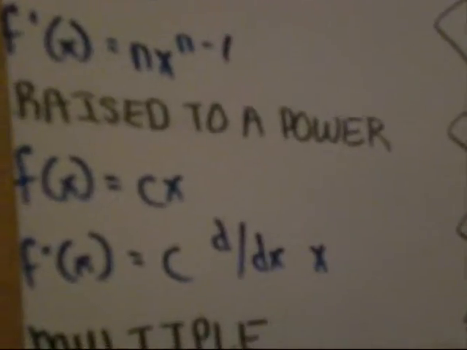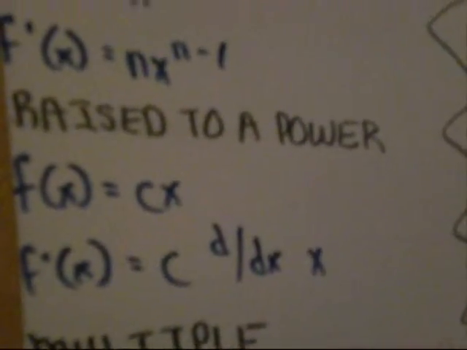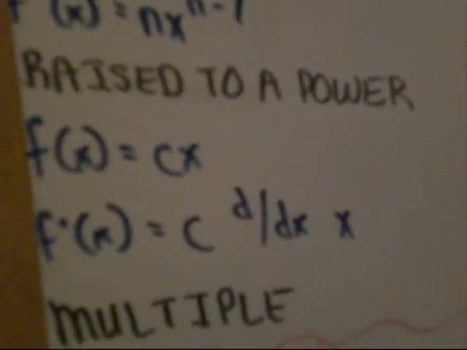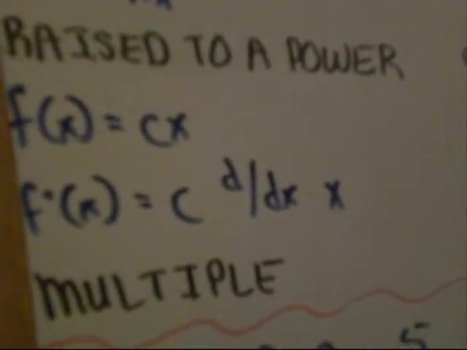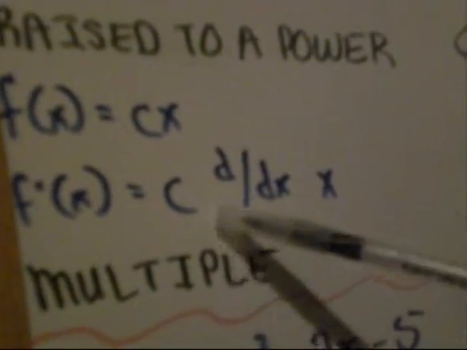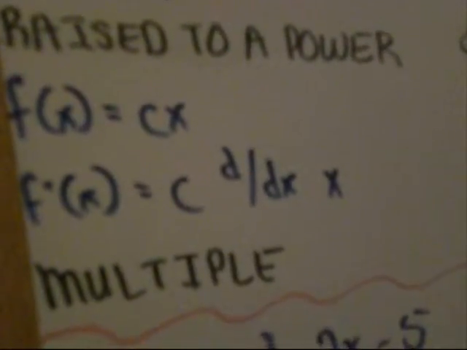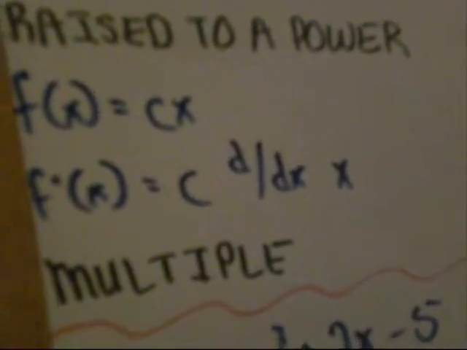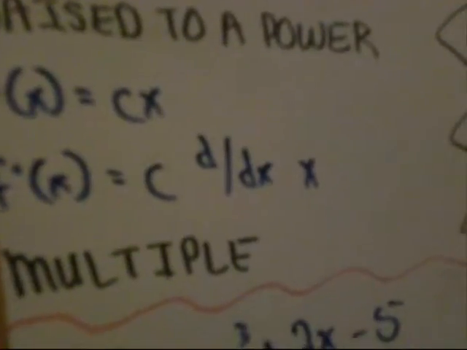Okay. The next rule is when you have a constant multiplied by something else. So f of x equals c times x. How you get the derivative of that is you leave the constant, whatever it is, and you take the derivative of the x. So it's c times the derivative of x.